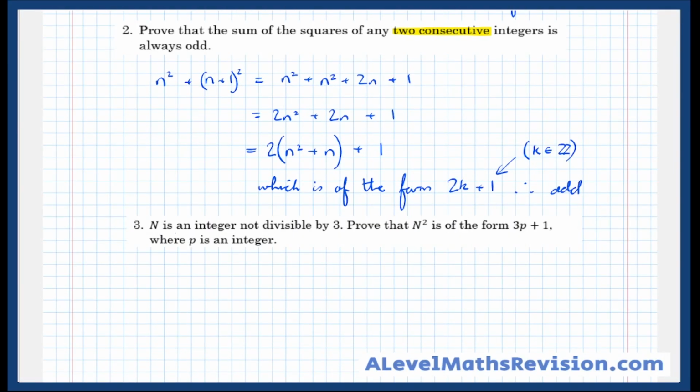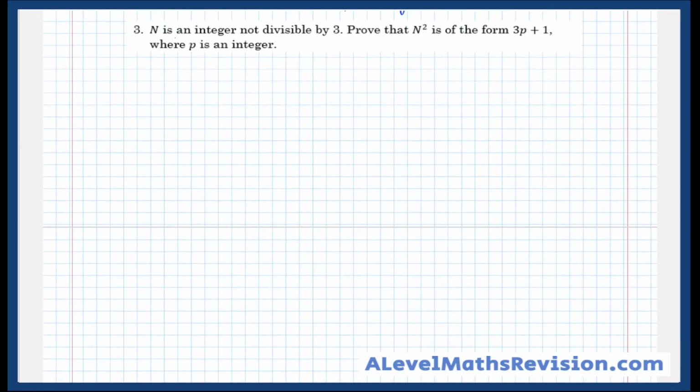So let's try another, slightly more difficult example. Now we've got the question asking us, n is an integer not divisible by 3. Prove that n squared is of the form 3p plus 1, where p is an integer. Now, in this example, and this is illustrative of a lot of proof questions, there's a lot of cases to consider, because there's a few different forms that integers not divisible by 3 can be written in.